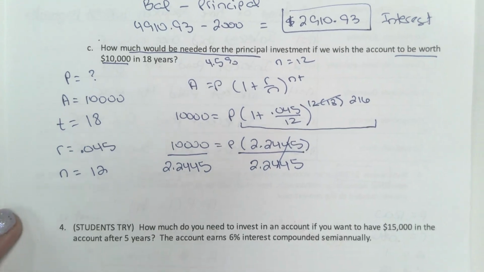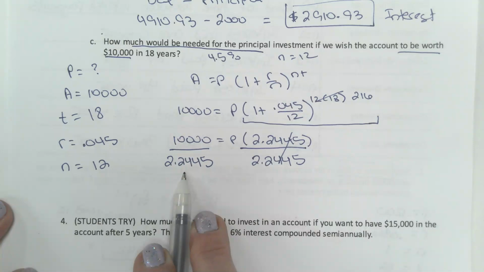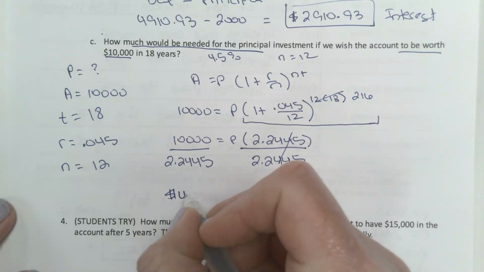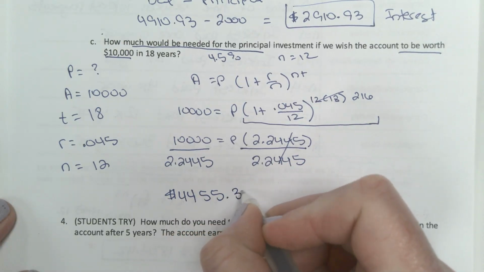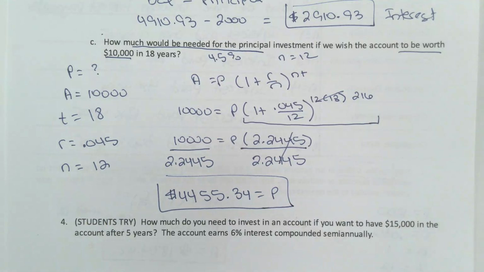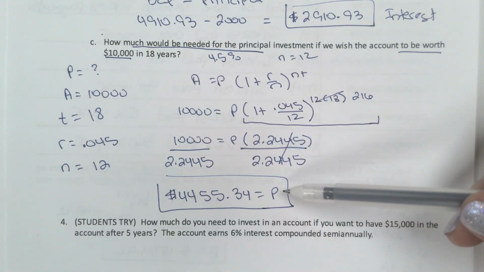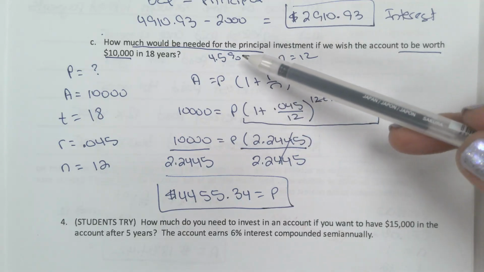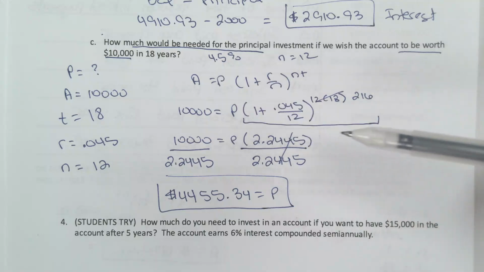So I'm solving for P, which is money. And so when you go top divided by bottom, let's always know that money rounds to 2 decimal places. 4455.34. So if mom and dad, grandma and grandpa had about $4,500 sitting around, and they put it in an account when you were born, and that account earns 4.5% on your 18th birthday, they would be giving you $10,000.